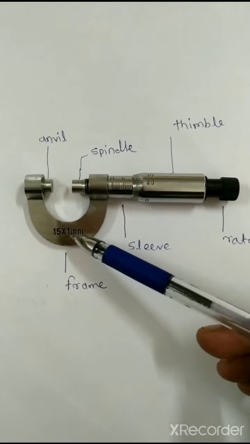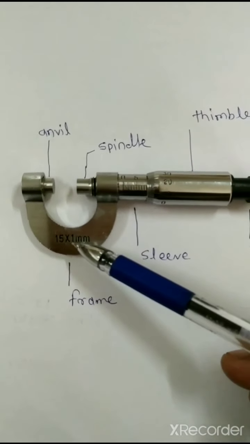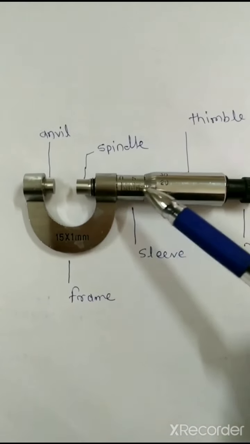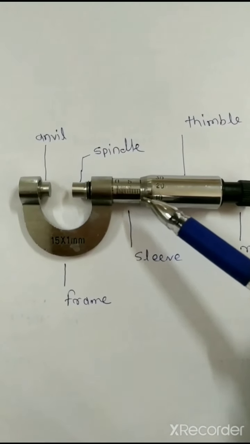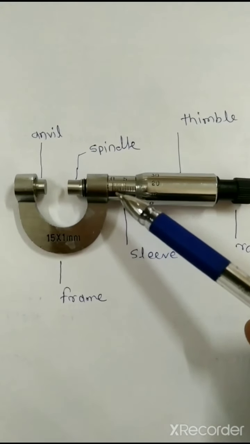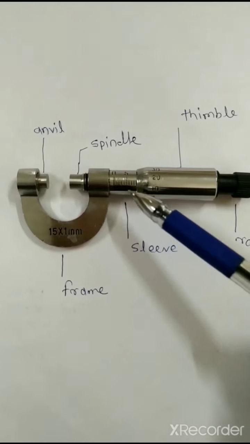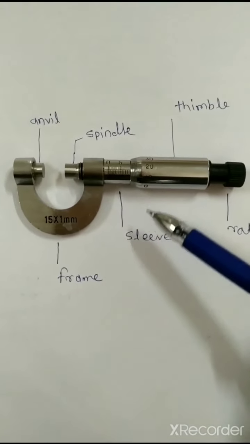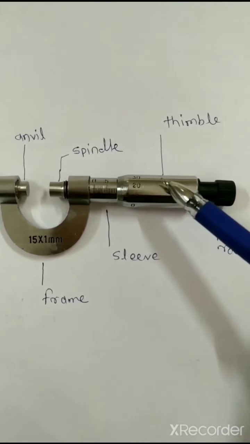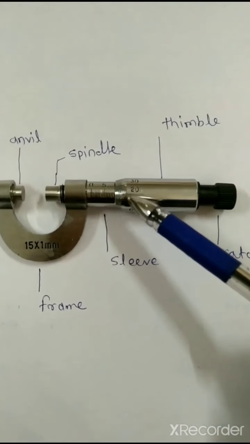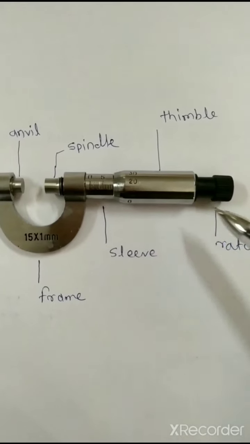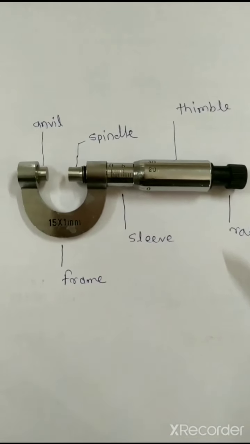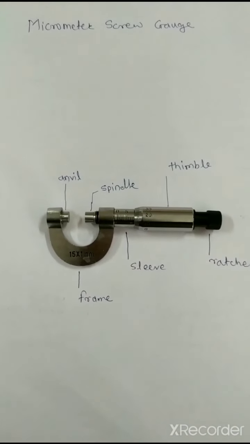This is frame. See the reading given on a frame, that is 15 into 1 mm. So this is 15 mm scale and each value of division is 1 mm. This scale is called as linear scale. This is sleeve, thimble. See on thimble a circular scale is given, and ratchet. These are the parts of the micrometer screw gauge.